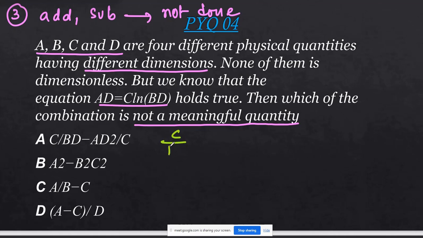First one is C by BD, AD square by C. See, you are doing subtraction but not directly, right? First you are doing b into d, then c by bd, a into d square, then after that you are subtracting. So maybe this is possible.